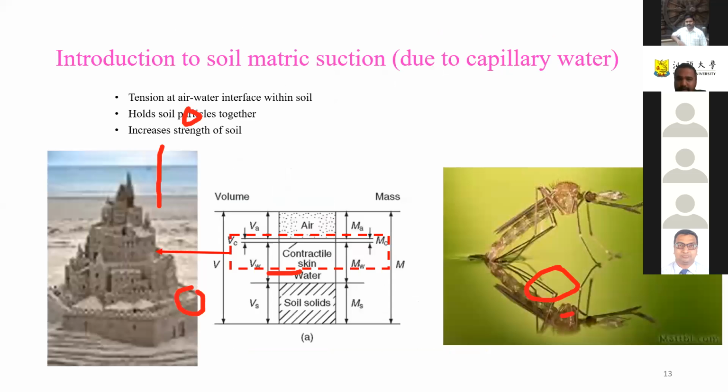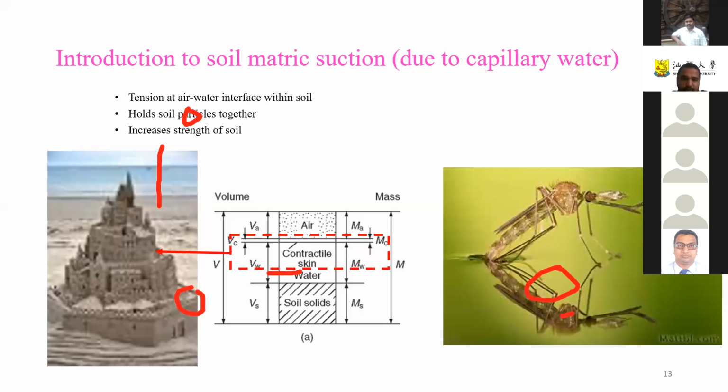And to give you a little more idea of what it physically means, matric suction. In basic soil mechanics, we usually consider three different phases of material: air, water, and solid. But in unsaturated soil, we have an additional phase of material, which we call the contractile skin.